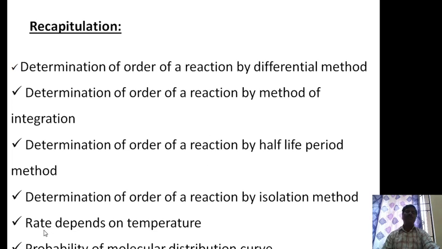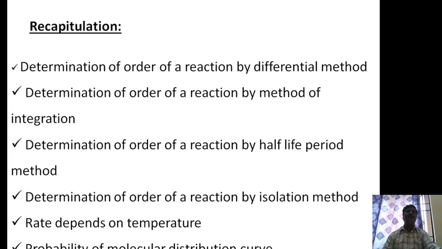And next, we have also studied that rate depends on temperature. As the temperature increases, the rate of the reaction almost doubles, and it is expressed in terms of the temperature coefficient. Again, the probability molecular distribution curve can explain this. For a 10-degree rise in temperature, the occupation of molecular probability almost doubles, hence the rate of the reaction doubles.